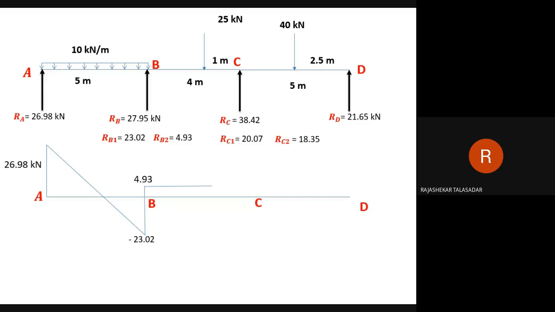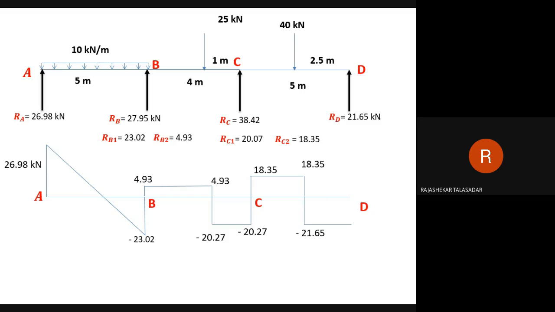How much does it come to, sir? Plus 4.93 minus 25 is minus 20.07. Very good. Then from this point to C left, there is no load, so it remains constant. Next, minus 20.07 plus this reaction, 38.42. How much? Plus 18.35, that is what you will get. Then up to this load it remains constant. Next, if you cross this load, plus 18.35 minus 40, you get minus 21.65. Correct. Then from here to D left there is no loading, so it remains constant.